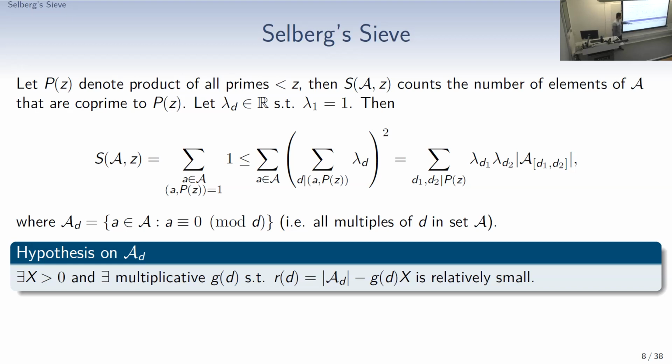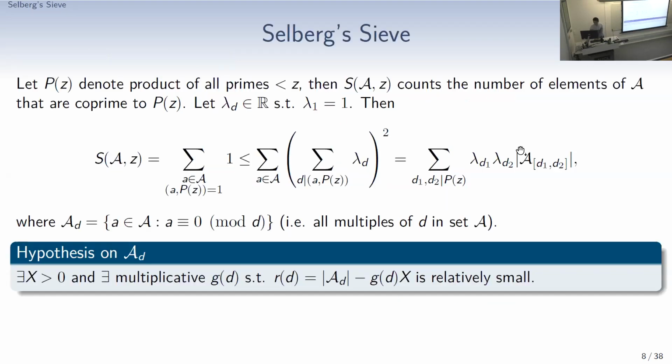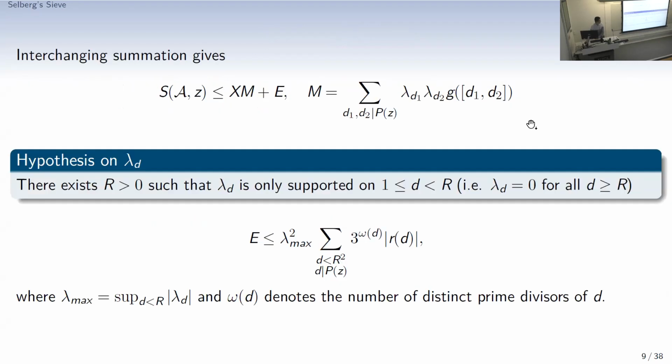And R of D will be used to denote the error in the approximation. So plugging in this hypothesis, we'll obtain this expression. So S will be less than or equal to X times some term plus some error terms. M will be the shape of the main term, which is quite similar to what we got here. And E will be the error term.